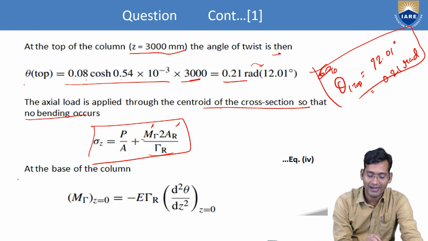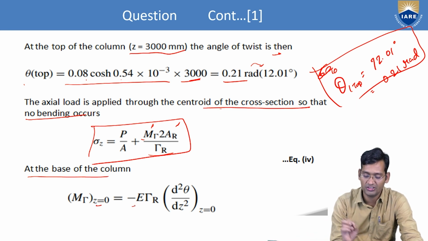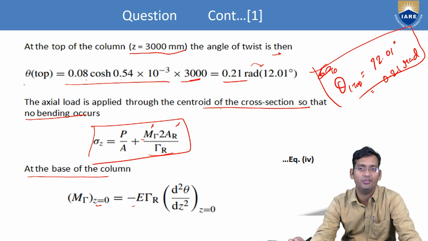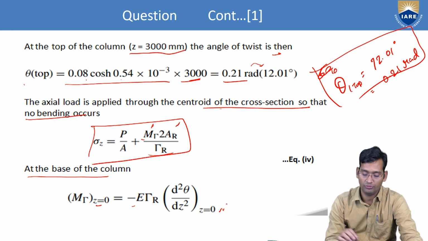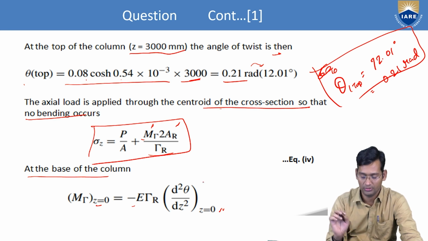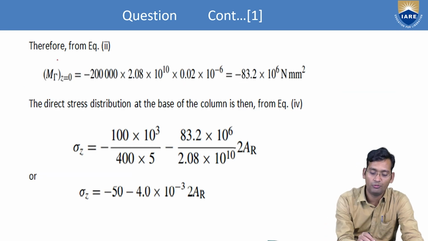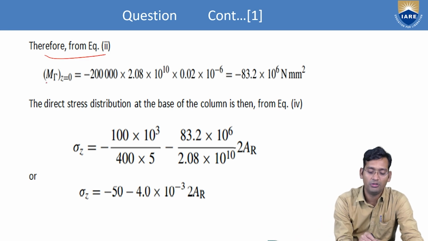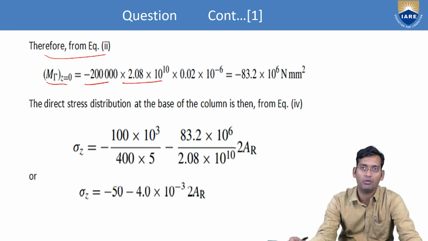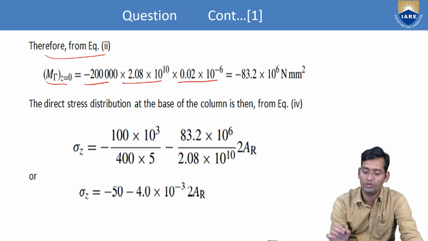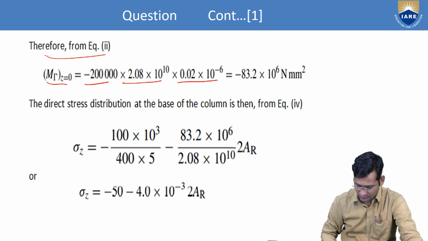Right, so at the base of the column, M tau at z equals 0 is what? Minus E tau into d2 theta by dz square at z equals 0. Now we know E tau, so just find M tau. Therefore, from equation 2, M tau at z equals 0 is minus 2 lakh, or 200 into 10 to the power 3, into 2.08 into 10 to the power 10, into 0.02 into 10 to the power minus 6. Right. Let's see the value.